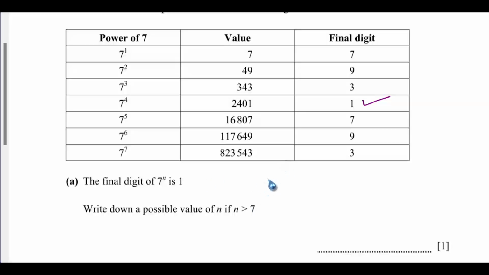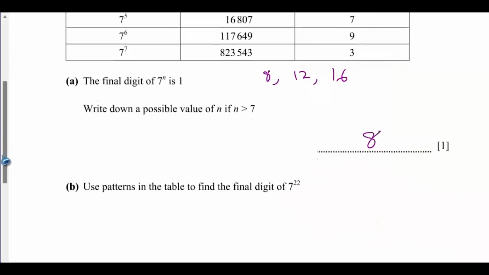So what are the multiples of 4? You have 4 times 1 is 4, 4 times 2 is 8, 4 times 3 is 12, 4 times 4 is 16, and so on and so forth. You are asked to write down a possible value of n if n is greater than 7. So you can write 8, you can write 12, you can write 16, you can write 20. Let us put 8 here because 8 is one of the multiples of 4 that is greater than 7. So let's go to part B.